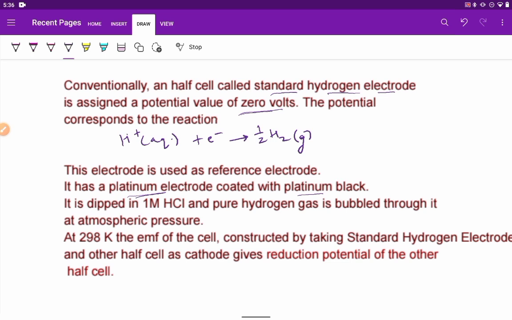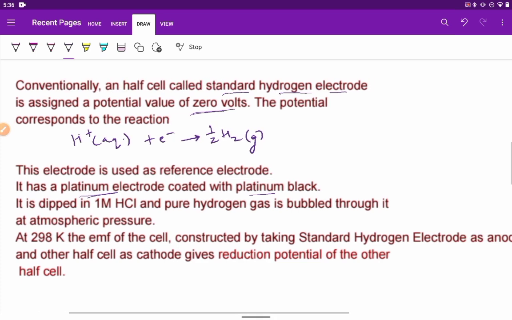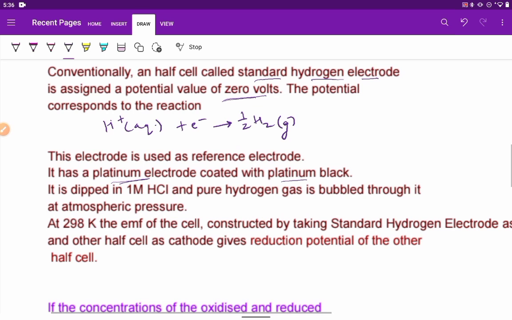Now at 298 Kelvin, if we construct the cell by taking the standard hydrogen electrode as the anode and the other half cell as the cathode, the EMF of the cell will give us the reduction potential of the other half cell, the one other than the standard hydrogen electrode. Now the standard electrode potential is a measure of a compound's or element's reducing power.